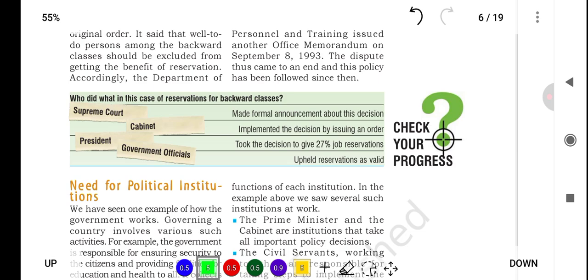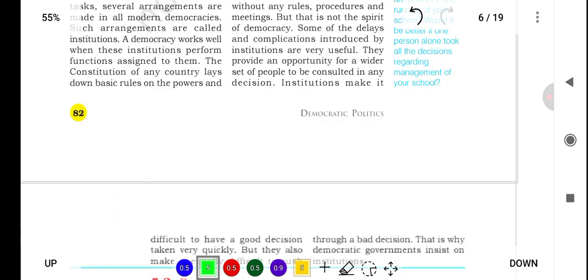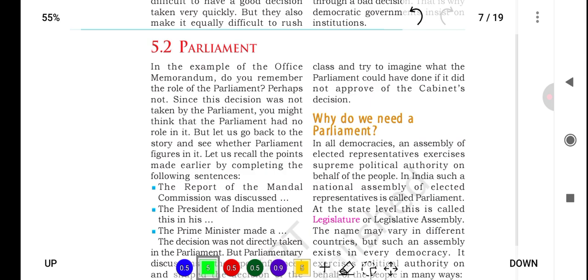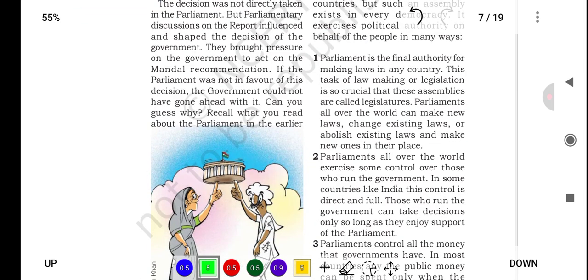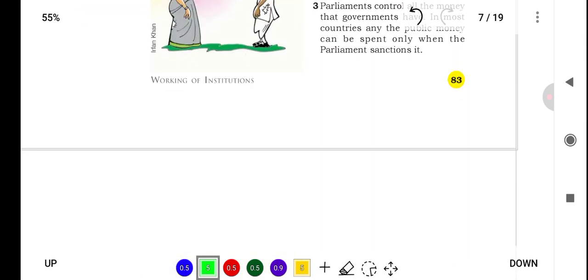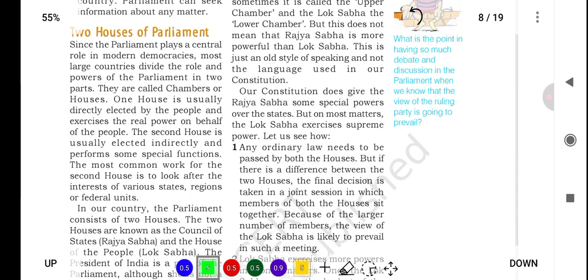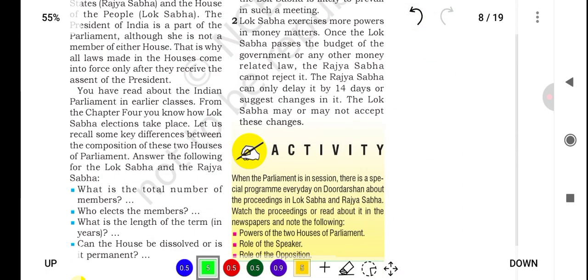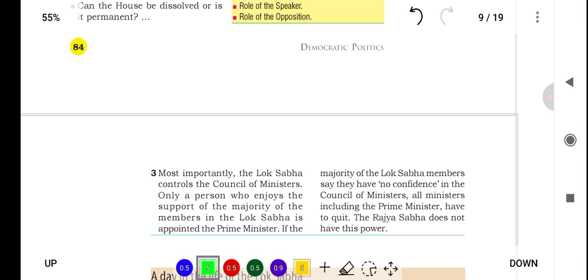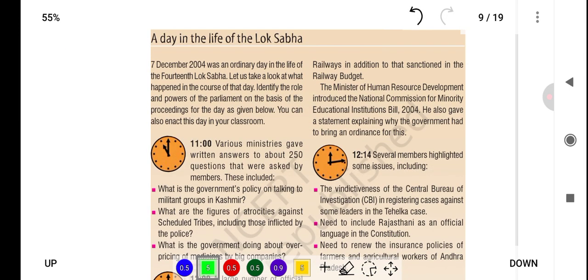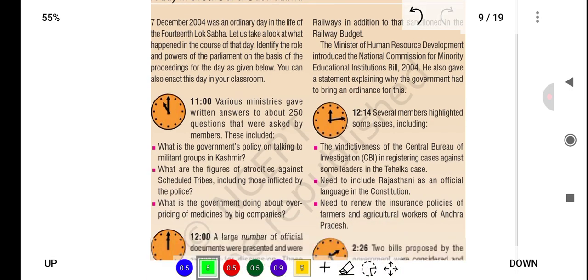Need for political institutions. Then Parliament. Why do we need a Parliament? Legislature, legislative assembly. Two houses of Parliament, lower house and upper house, right? Okay, a day in the life of the Lok Sabha. You can pause the video and have a look at this, or you can just skim through this box.